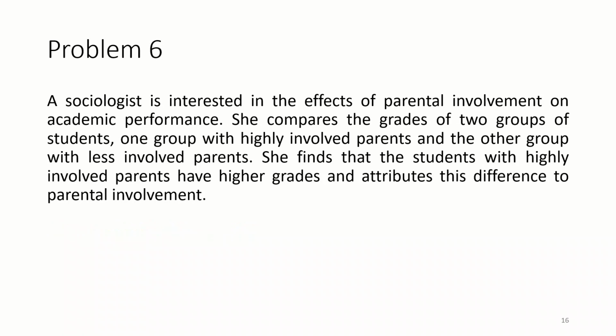Okay. Somebody was from the humanities department also, so I have a sociology question. A sociologist is interested in the effects of parental involvement on academic performance. She compares the grades of two groups of students, one group with highly involved parents and the other group with less involved parents. She finds that the students with highly involved parents have higher grades and attributes this difference to parental involvement. So what could be the method? It is method of difference. Concomitant variation, okay? Concomitant variation.